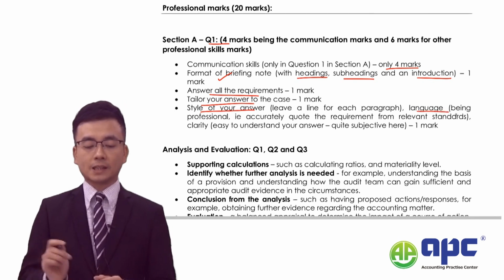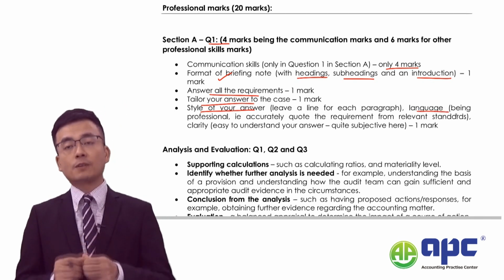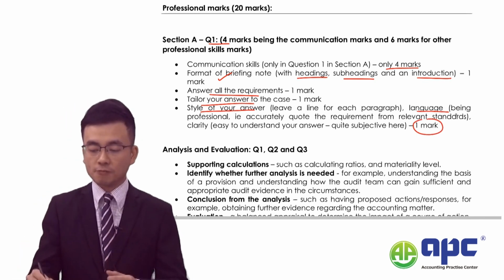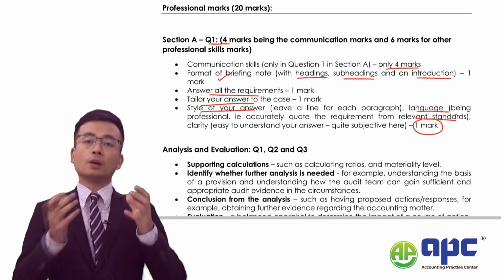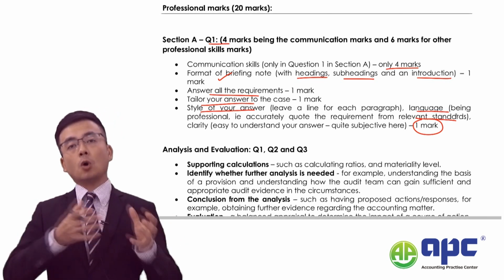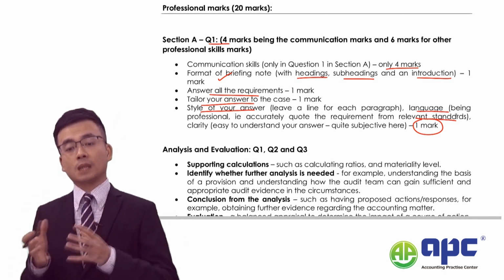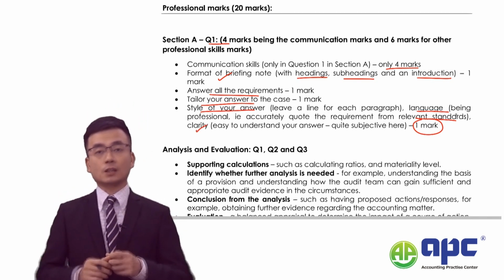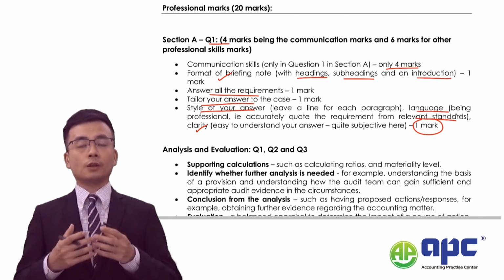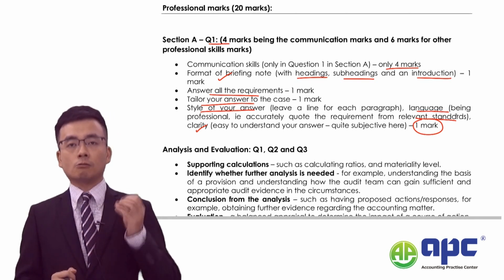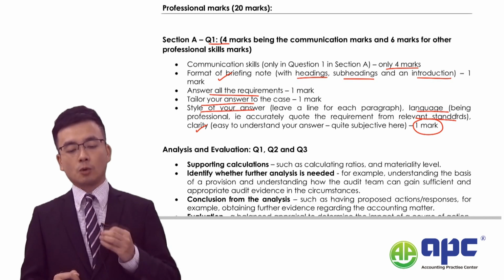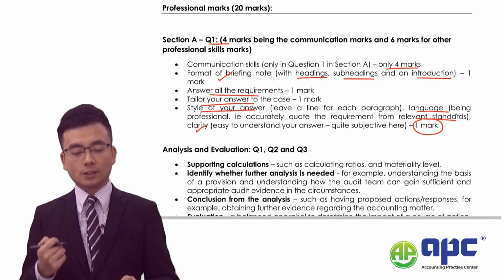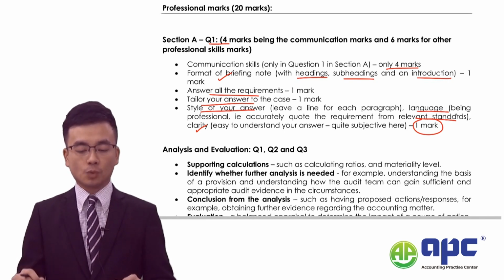So for example, the language being professional. It's very tough for any students to achieve the final mark here because you need to quote relevant standards, for example the accounting standards from IFRS or perhaps the auditing standards from the ISA, correctly. And you need to make sure that the clarity of your answer is quite clear and that the marker reading your script will understand what is going on, and that's particularly important there. Now, that's how we can get these 4 marks in the communication skill in question 1.